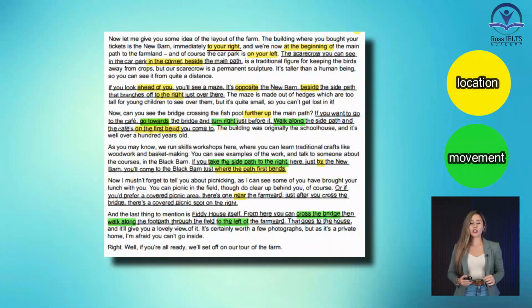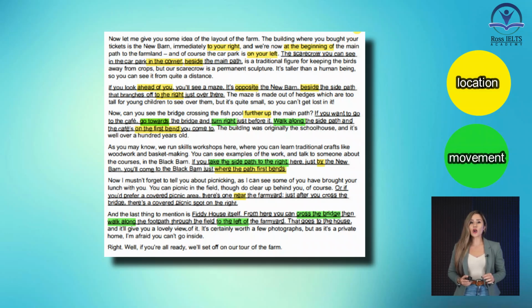As you see here, we have to your right, at the beginning of, on your left, in the corner, beside, ahead of you, opposite, to the right, further up, on the first bend, by, where the path first bends, near, go towards, turn right, walk along, take the side path to the right, cross the bridge, walk along to the left of.